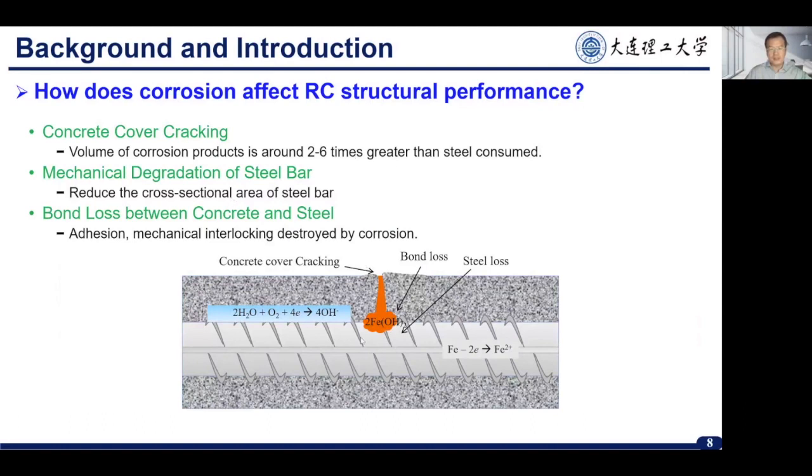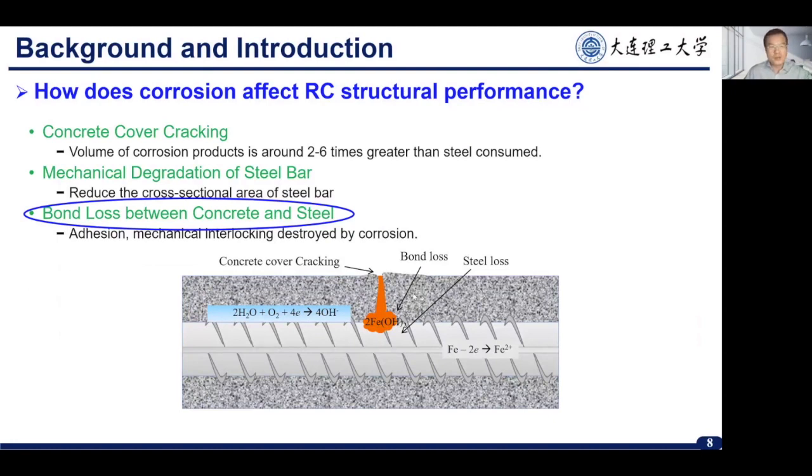Second, the corrosion reduces the cross-section area of the steel rebar, and the mechanical properties also degrade over time. Third, the corrosion damages the interface between the concrete and steel rebar. This is today's topic. It focuses on the bond degradation.